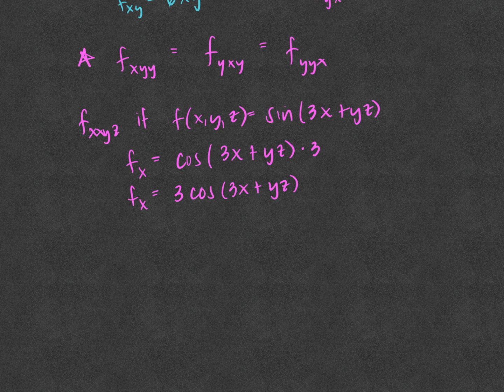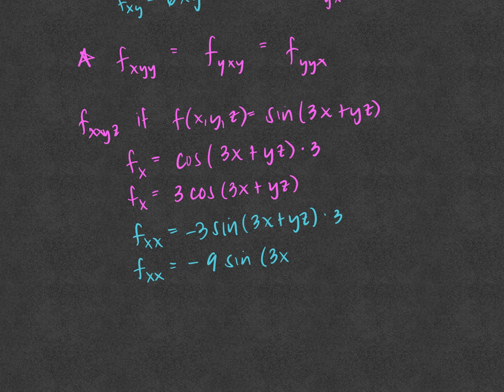Now we're going to take the second derivative, and it's again with respect to x. So we're going to say the next derivative with respect to x. The derivative of cosine is negative sine of the same thing. And the derivative of 3x again is 3. So this means our second derivative with respect to x in both cases is negative 9 sine of 3x plus yz.